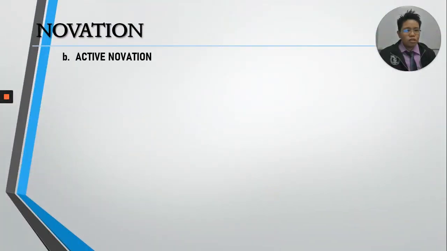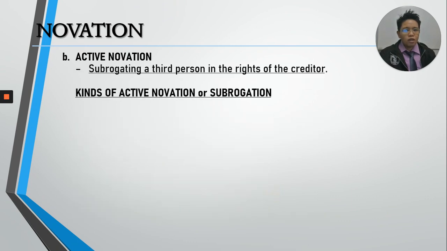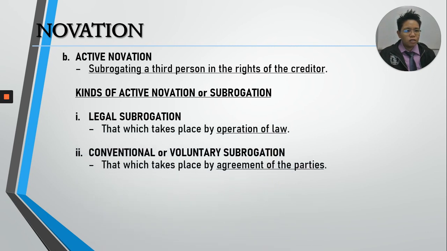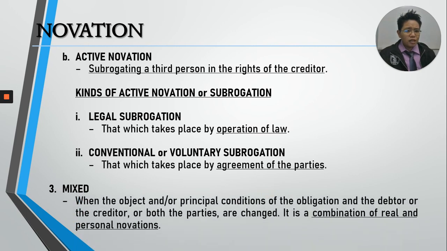Now, you can also change the creditor, in which case it is called an active novation. So, kinds of active novation: legal, it is by operation of law; conventional, it takes place by agreement of the parties; and also mixed, remember, it is a combination of real and personal novations.